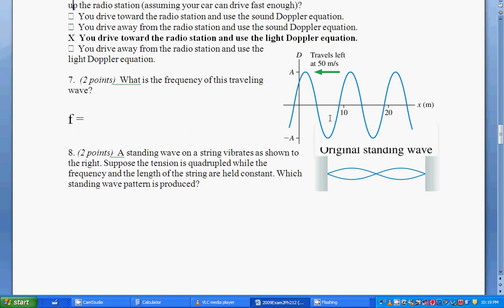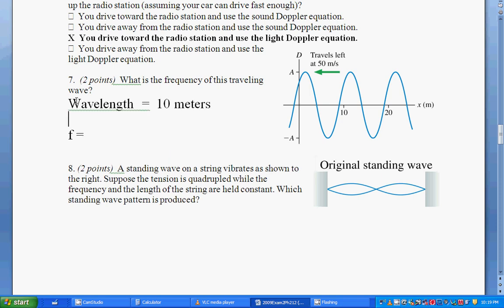Question 7. What is the frequency of this traveling wave? Well, by looking at the wave, we can see that the wavelength, if I'm reading this right, is 10 meters. So we know that wavelength here is going to equal 10 meters.